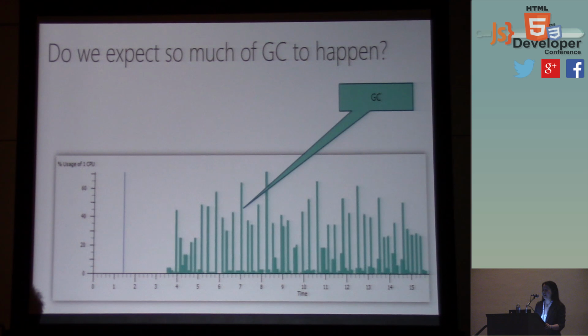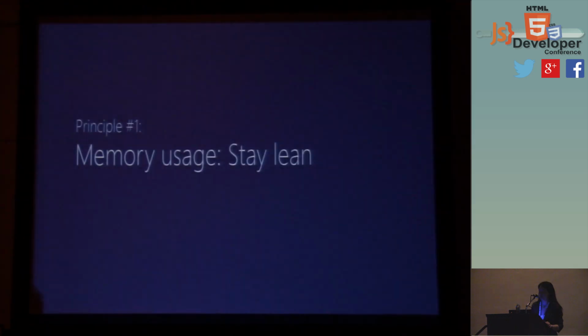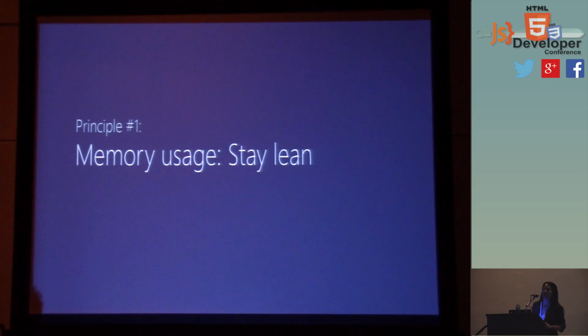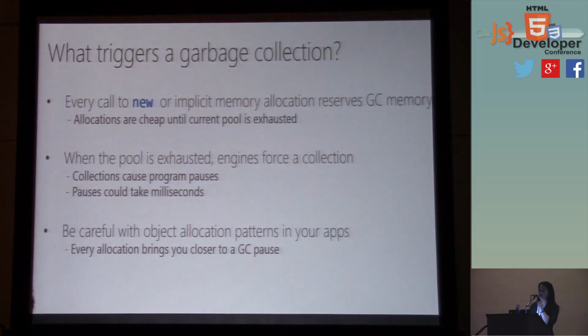So first, let's look at garbage collection. This is what I have. I have the garbage collection, and it seemed like it happened very frequently from this diagram. When I see that, I know this is probably not a good sign, because you're not supposed to see garbage collection happen so frequently, right? So our first principle we want to talk about is memory usage: stay lean. This will be our first thing to look into.